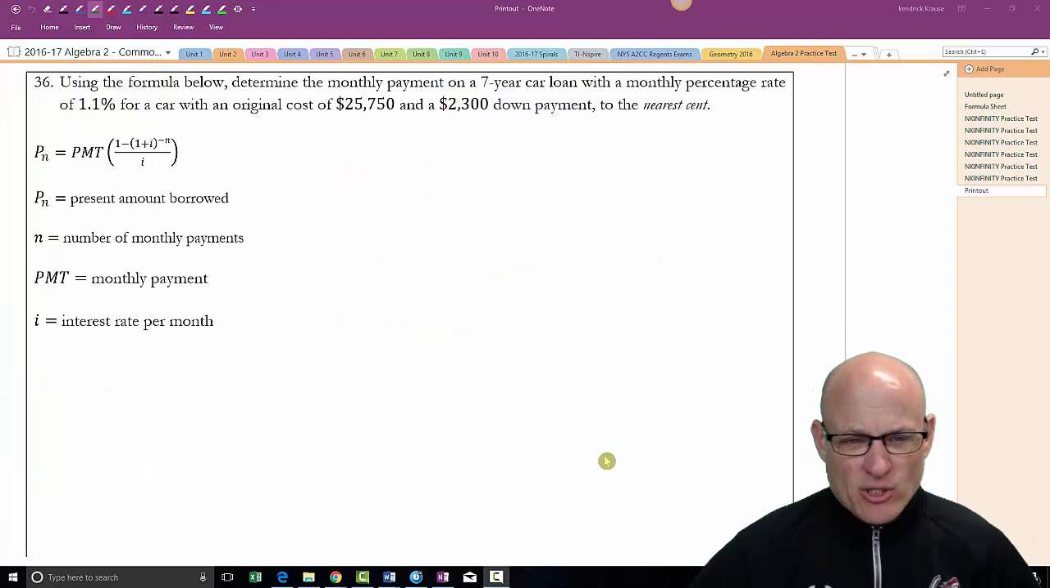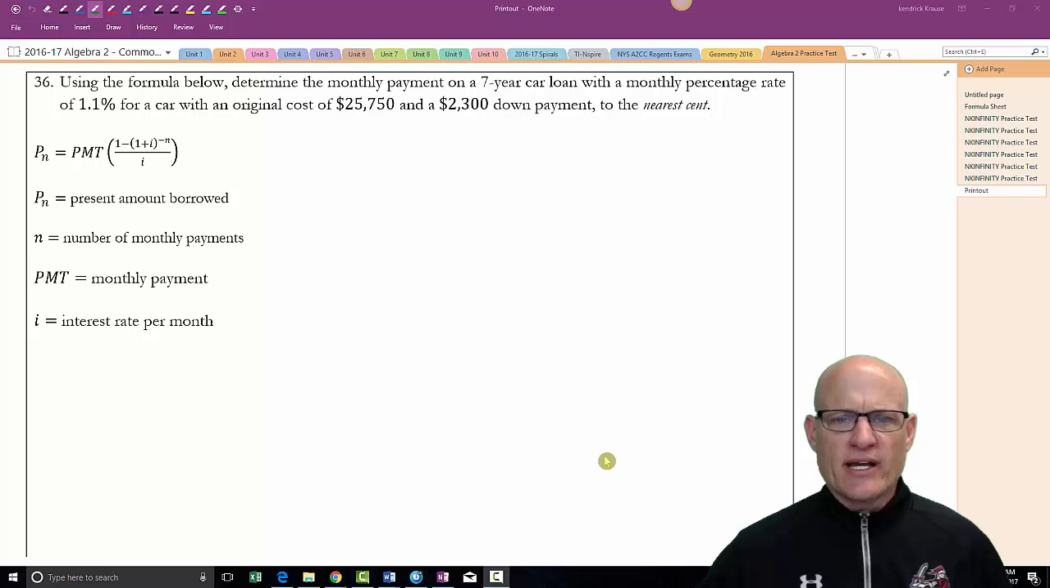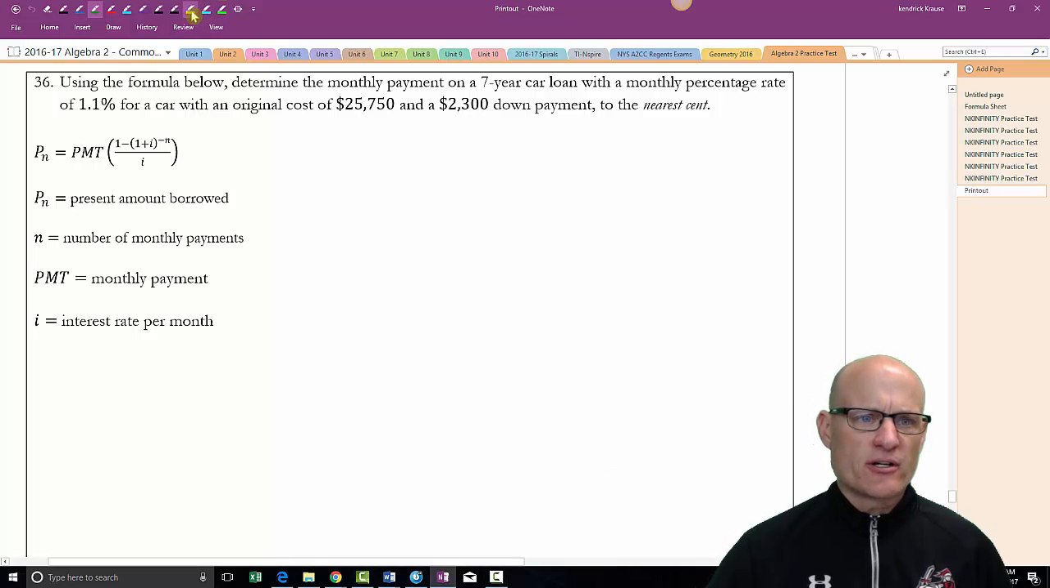All right, so it says we're going to use the formula below to do a 7-year car loan. Start highlighting some of this. A 7-year car loan, an interest rate of 1.1%. Be careful of that. We've got the original cost of the car, and we're going to subtract the down payment.